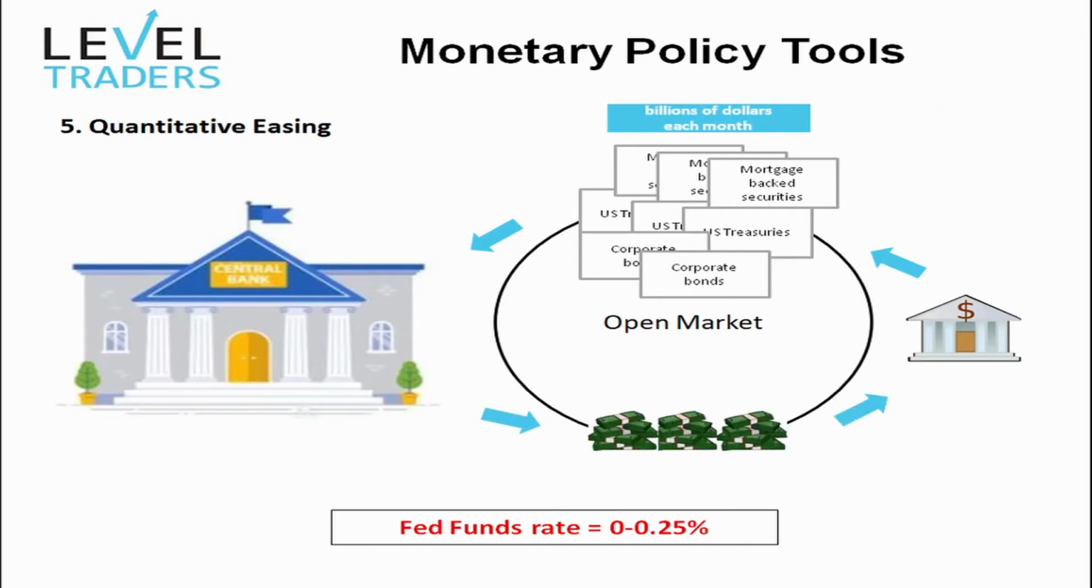And they do this every month, buying billions and billions of dollars each month. And this is known as quantitative easing. And the idea is to flood the market with more cash.